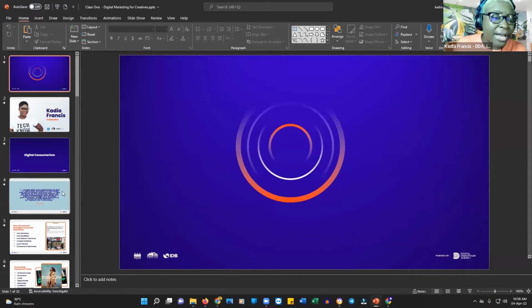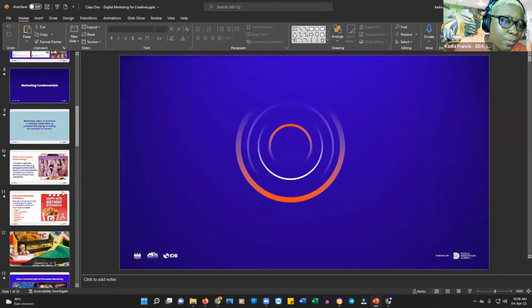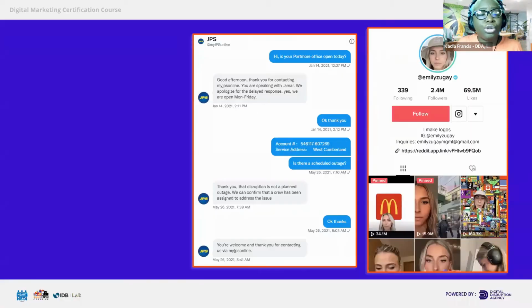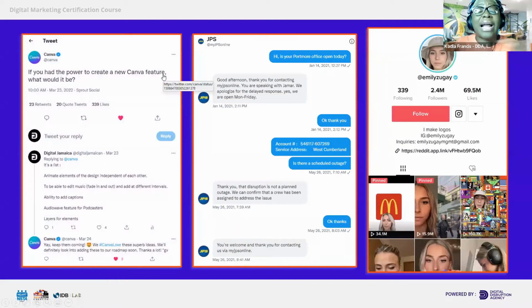So again, all this goes to show how brands, and big businesses, are now starting to interact with consumers online because they have to. They don't have a choice. They have to.